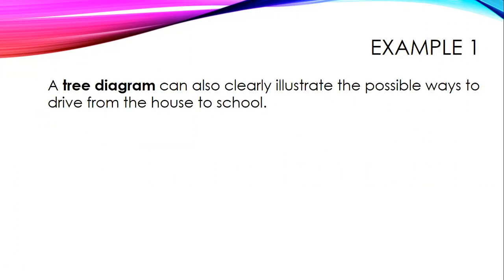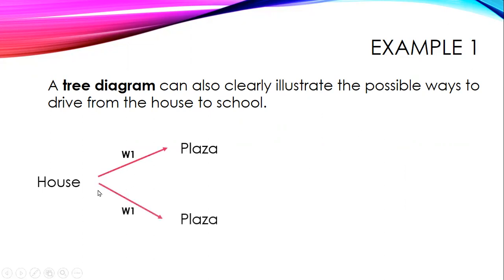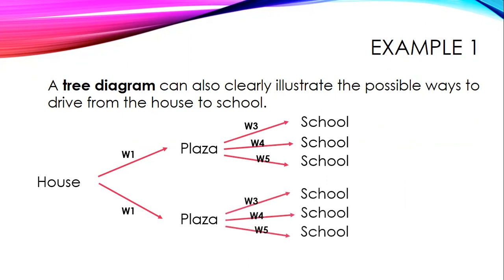Pwede rin natin magamit ang tree diagram to illustrate the possible ways from house to school. So from house, this is the way 1 to plaza, way 2 to plaza, another way to plaza, and from plaza we have three routes to go to school. Okay, so this is the tree diagram.